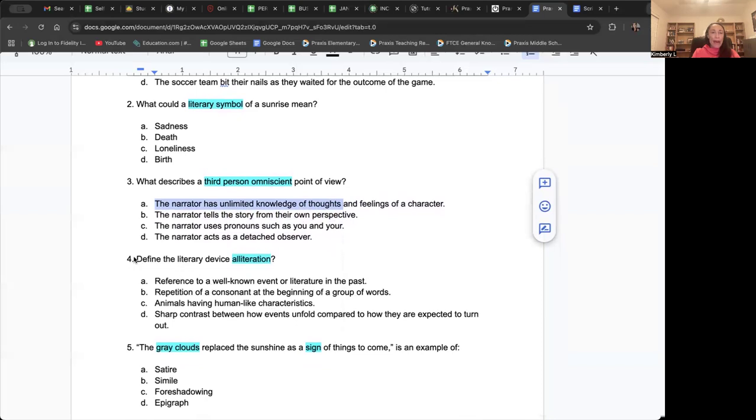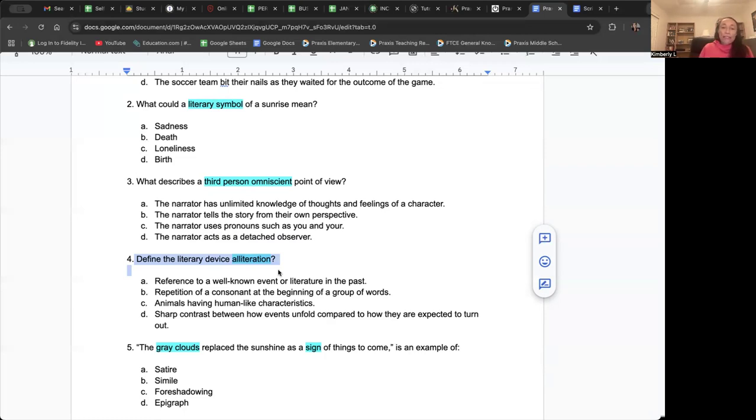For number four, we have alliteration. So a literary device. Define the literary device alliteration. A, reference to a well-known event or literature in the past. B, repetition of a consonant at the beginning of a group of words. C, animals having human-like characteristics. And D, sharp contrast between how events unfold compared to how they are expected to turn out.